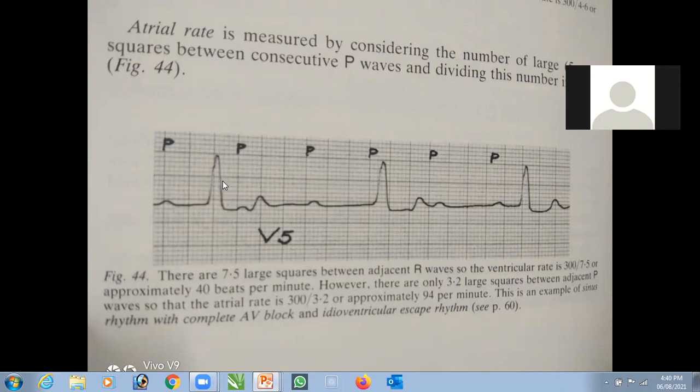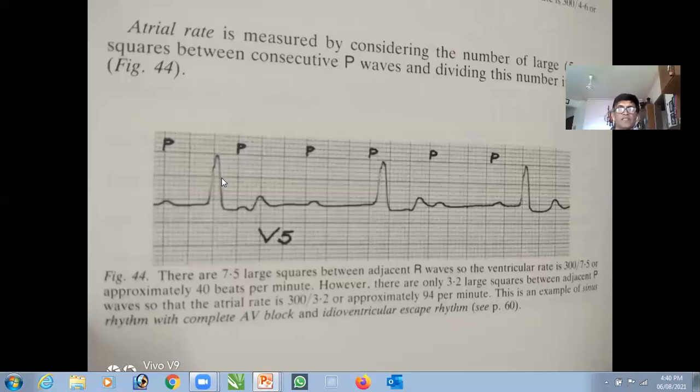The ventricular rate is how much? 40. Can a person survive with a heart rate of 40? No, sir. What is the normal heart rate? 70 to 80. How much has the cardiac output fallen? 50%. Will the patient be symptomatic or asymptomatic? Symptomatic. Will he be critical or non-critical? Critical. Will he require admission? Yes.